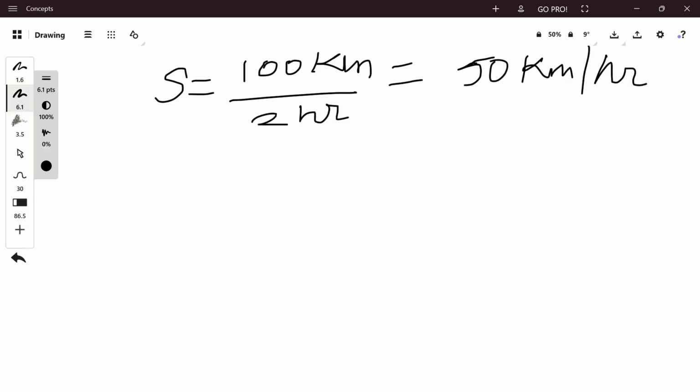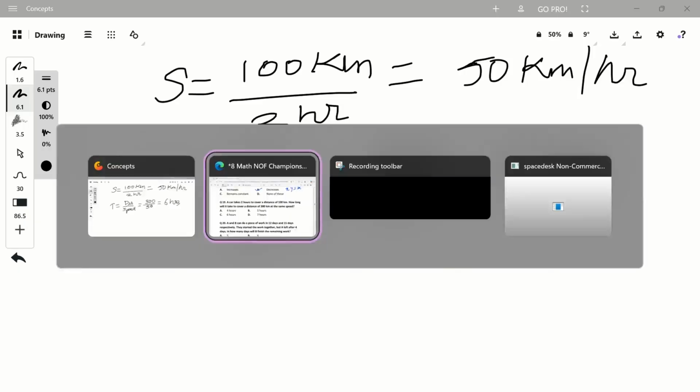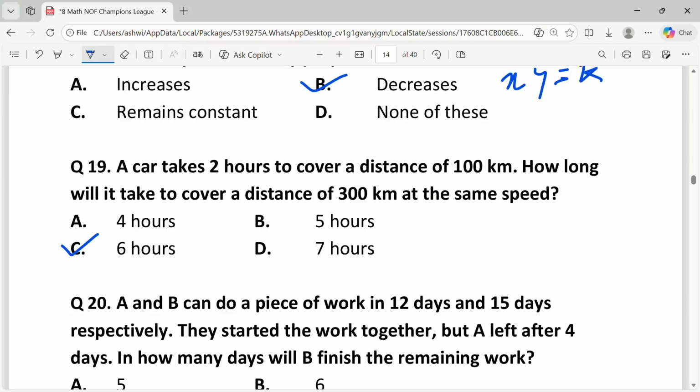Calculating time for new distance, time is equal to distance upon speed, that is equal to 300 upon 50, that is equal to 6 hours. Comparing with the options, the answer is C, 6 hours.